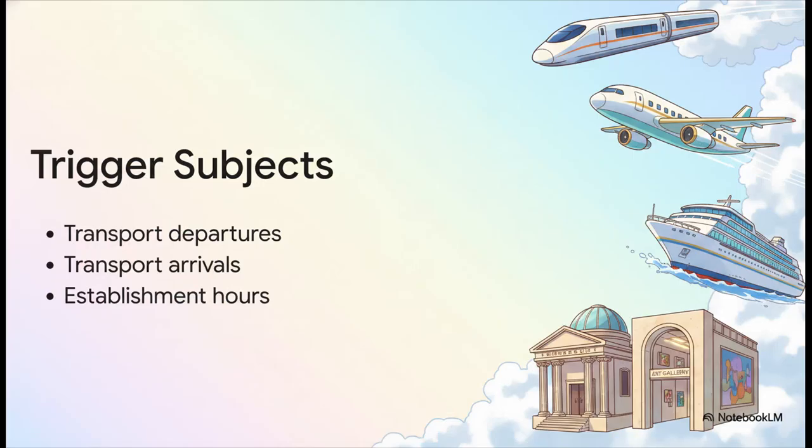Let's quickly run through the specific things that trigger this exact timetable rule. Basically, you apply this to all transport amenities: trains, flights, cruise ferries, shuttle buses, the whole shebang. You also apply it to establishment operating hours, museums, monument zones, ruins, and galleries. Really, any entity operating on a printed, public schedule falls perfectly under this rule.